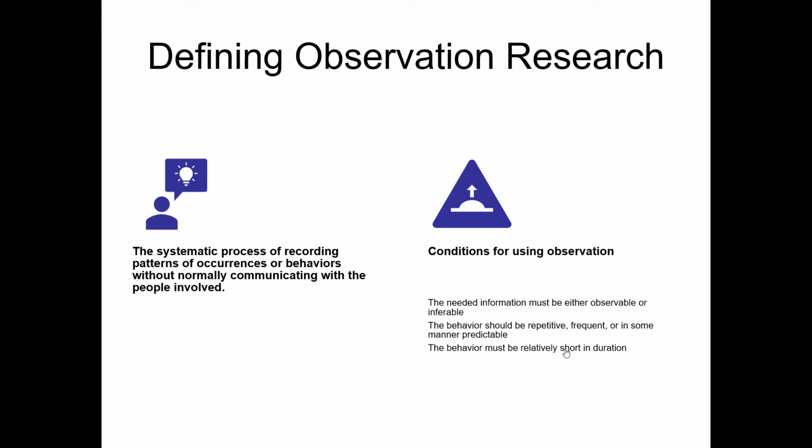So we look at observation research. Really, we usually have to make sure it meets 3 different conditions in order for our observation research to be feasible. The first, that the information we need must be either observable or inferable. Number two is that the behavior should be repetitive, frequent, or in some manner predictable. Number three is that the duration must be relatively short.